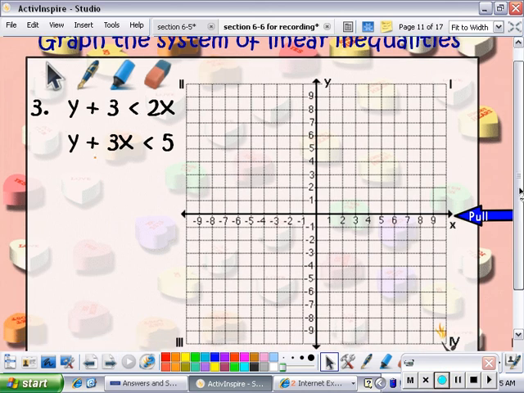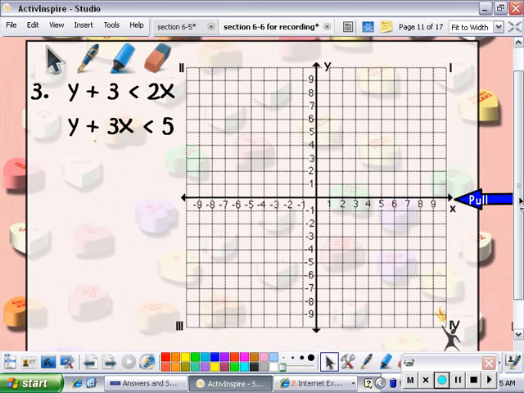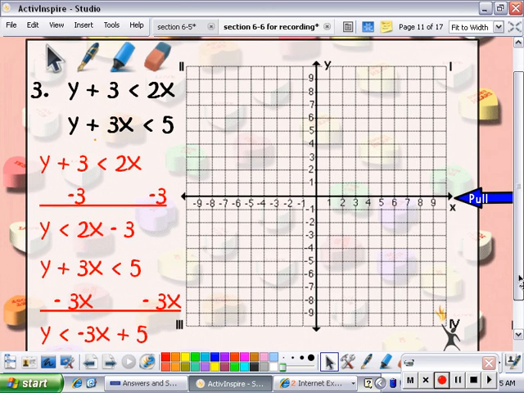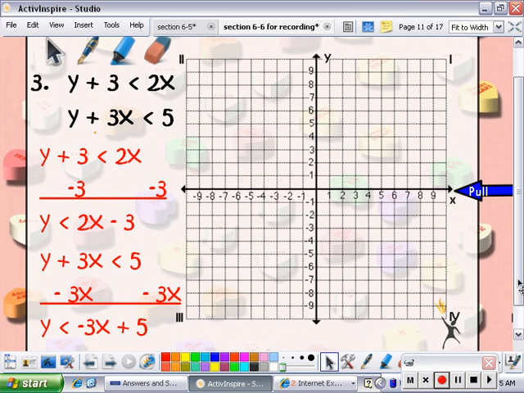Let's take a look at another one. Notice here the y's are not by themselves. So first thing we need to do is get y by itself. So in the first equation we need to subtract 3 from both sides. So we have y is less than 2x minus 3. The second one we need to subtract 3x from both sides. So we have y is less than negative 3x plus 5.